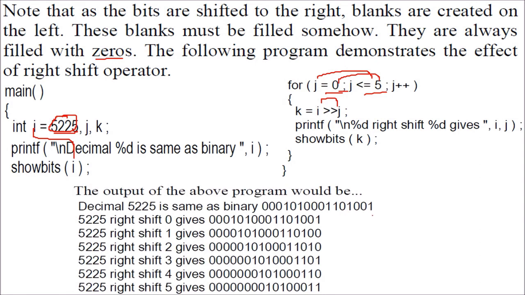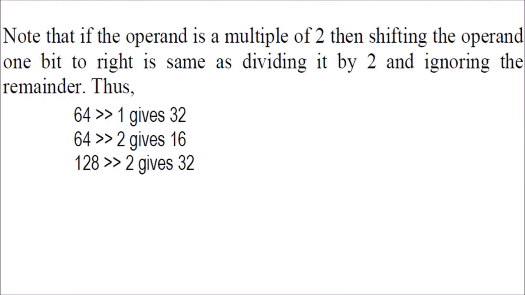I'll show you. This is the original number. If you want to shift it by 0, the original number remains the same. But if you want to shift by 1, just remove this, add a 0 here. If you want to shift by 2, just remove these two, add one more 0 here. If we want to shift by 3, remove three numbers and add a 0. For 4, remove 4 numbers, add a 0 here. For 5, remove this, add a 0 here. You can observe whatever I have told you here. One more thing: if the operand is a multiple of 2, then if you shift the operand 1 bit to the right, it is similar to dividing it by 2.